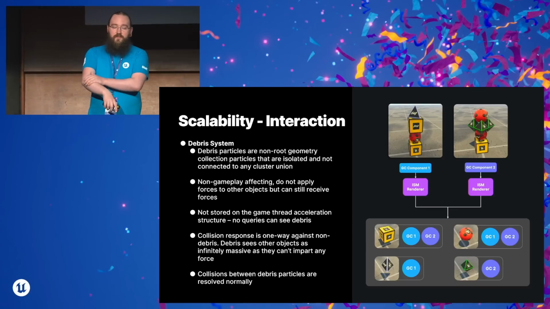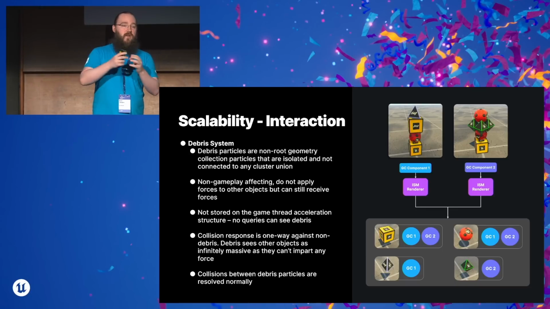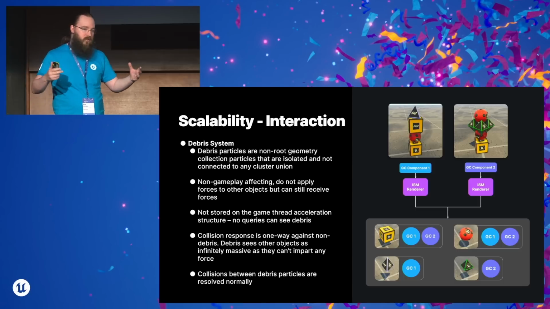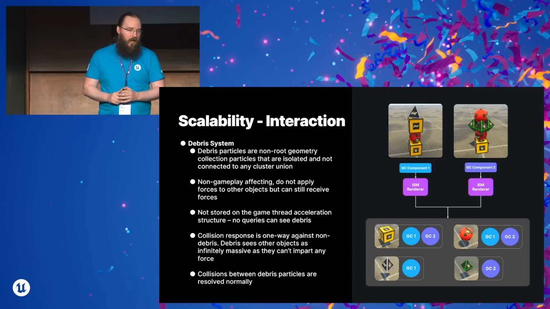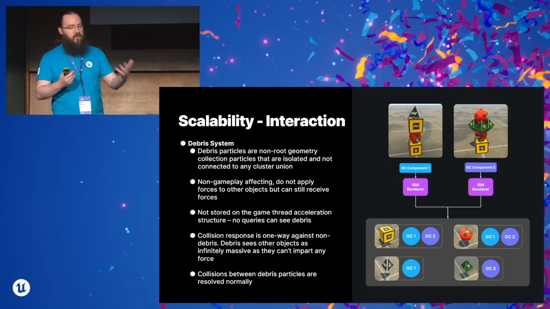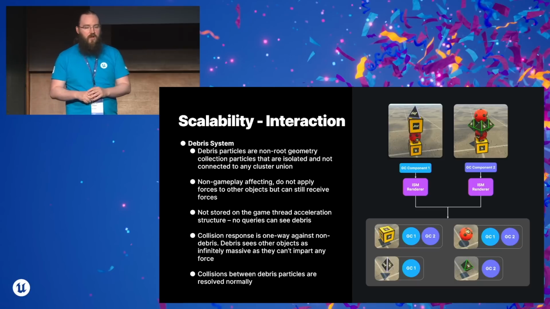During large destruction events, we often ended up with many smaller pieces breaking off from the cluster unions, and processing those for collisions against the world was quite a significant cost as well. So to mitigate this, we developed the idea of debris particles. These are non-root pieces of geometry collections that aren't connected to any other geometry. They're sort of the leaf nodes of the graph that makes up the building. In this illustration, each of these primitive shapes would be debris once they broke off. They no longer affect any gameplay systems, and they can't apply forces to other dynamic particles in the scene.